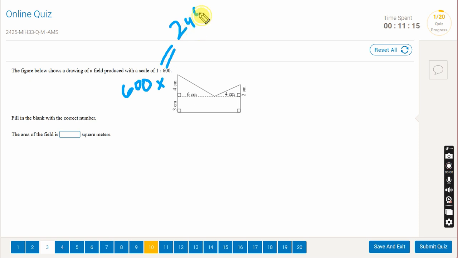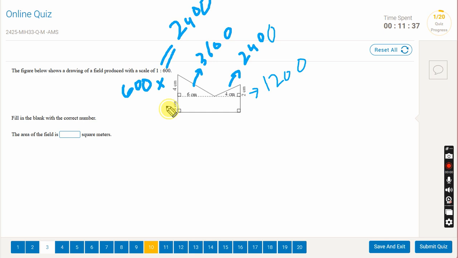2400. Okay, the next one is going to be 6 times 6 is 3600. The next one is going to be again 4 times 6 is 2400. The next one, 2 times 6 is going to be 1200. Remember 600 times 2. And then the next one here, it's going to be 3 times 600 is 1800. Now remember, keep this in mind that you need to do this when they have given you a scale.